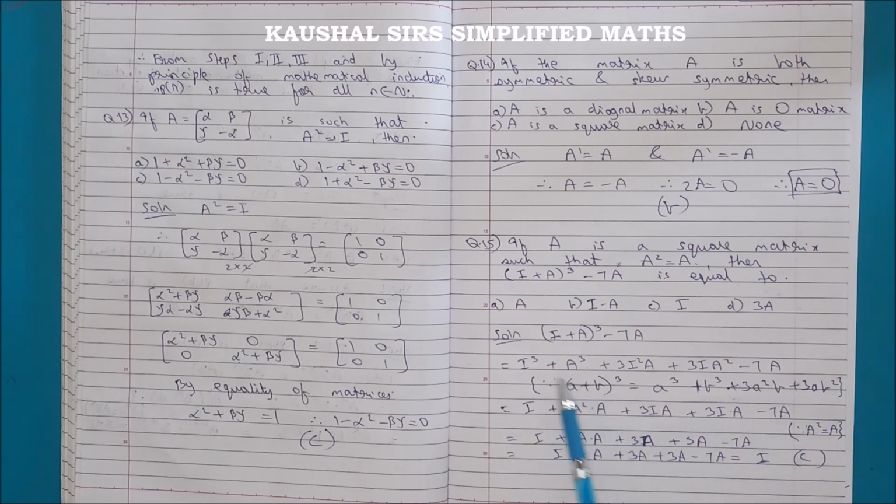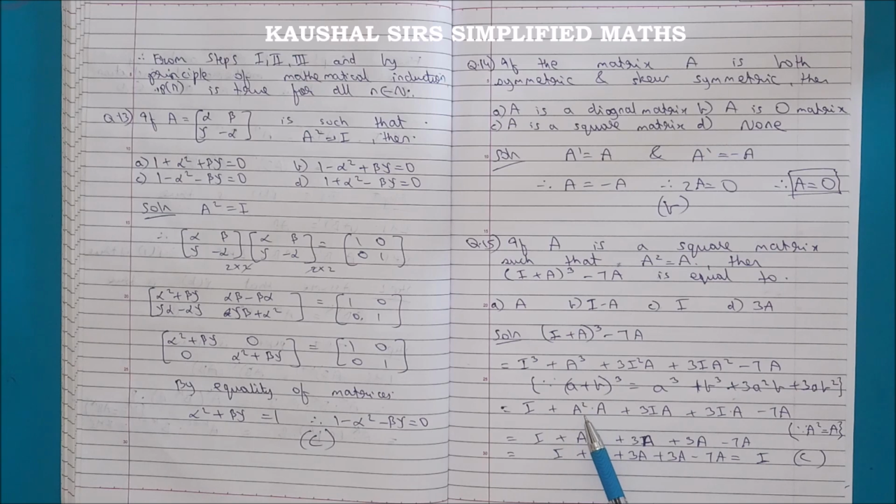Okay, so on applying this formula, I am going to get I cube plus A cube plus 3I square A plus 3IA square minus 7A. Now students, you know I cube is same as I. A cube को क्या लिख सकते हैं? A square into A लिख सकते हैं. I square is same as I. And A square is given to us as A. तो ये A square के बदले में क्या लिखूंगा? A. And this 7A as it is.